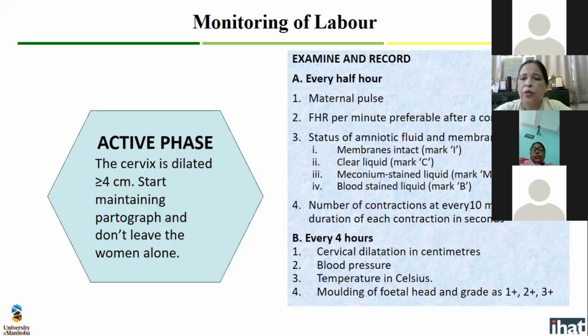So number of contractions, you have to assess every 10 minutes how many contractions she is having, or every 4 hours you have to assess the maternal pulse, cervical dilatation, whether there is any element of molding, fetal descent. This has to be plotted every 4 hourly. Again, this questionnaire was there in your question when we discussed the pre-test. What are the things that have to be plotted 4 hourly? What are the things that have to be plotted half hourly or 1 hourly? That was again in a questionnaire.